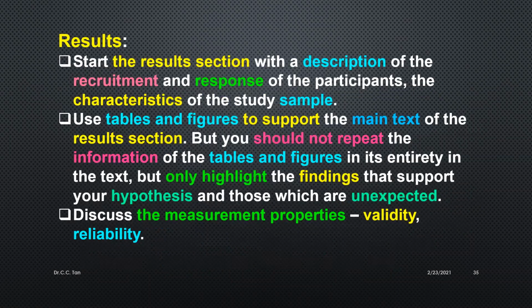Start the results section with descriptions. This usually starts with where you show your samples and how you sampled them: where your participants are, the characteristics of the participants, and things like that. Then slowly you can move on to address every single research objective and question.